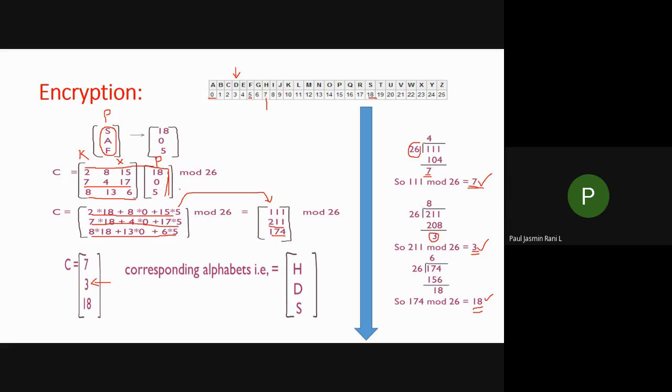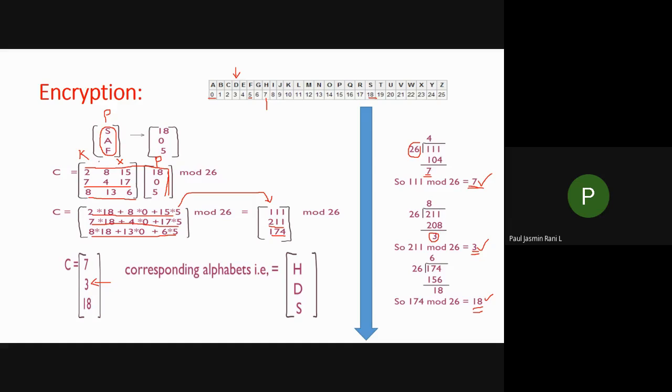So I repeat it once again. First, you have to split your plain text into pairs according to your key matrix. Now we have a 3 cross 3 matrix, therefore I split it into 3 and you arrange it in a column. After arranging, you will get SAF. Then you find the corresponding numbers. After finding the corresponding numbers, you have to do matrix multiplication.